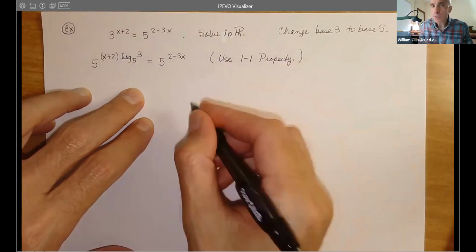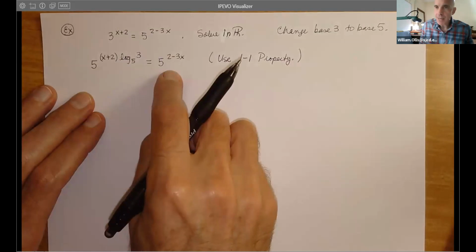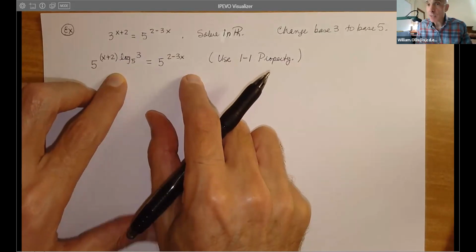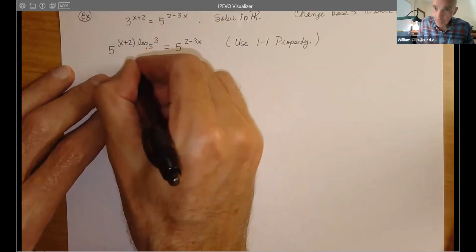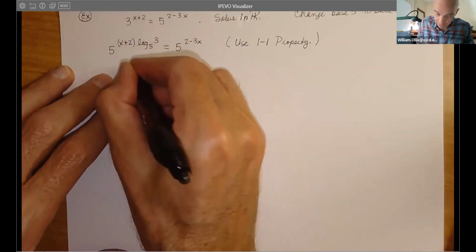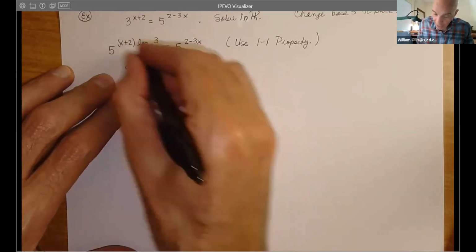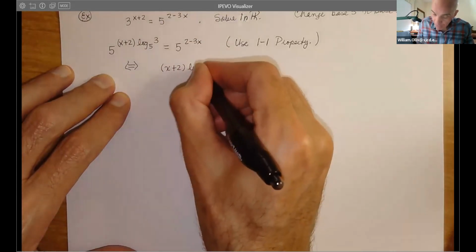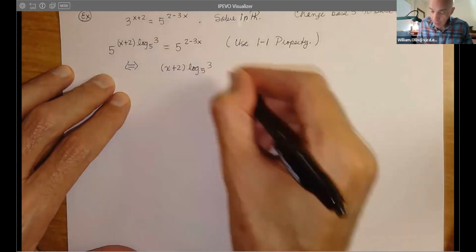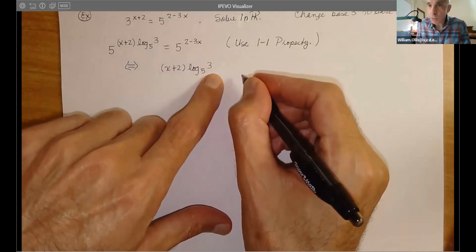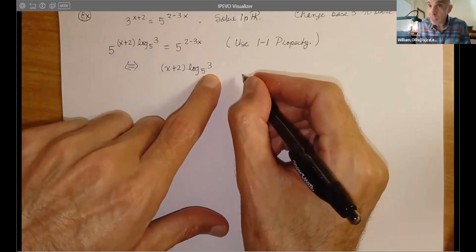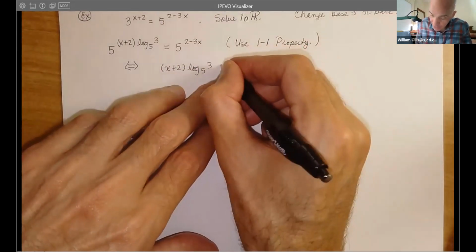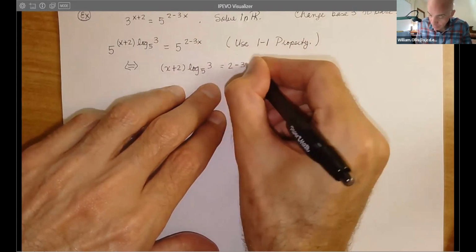The one-to-one property says that if you have the same base and the equality of exponential functions, then you can just set the powers equal, like we're doing here. So now we've got x plus 2 times the number, the base 5 logarithm of 3. So this is the power of 5 that equals 3. Of course, that's going to be what? Less than 1, since 3 is clearly less than 5. And this equals 2 minus 3x.